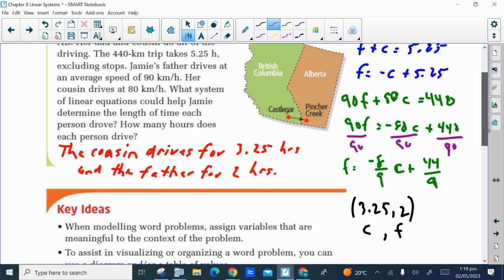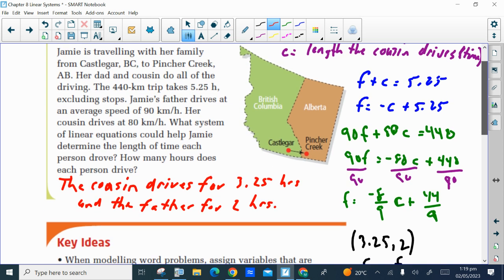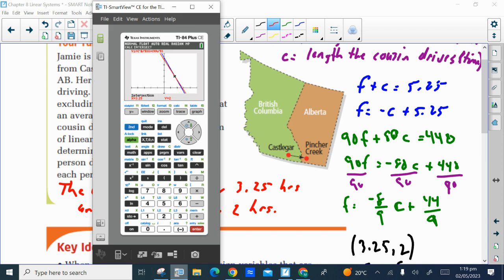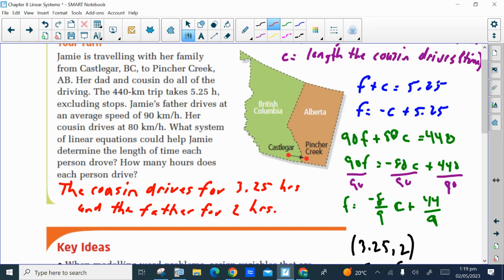That gives us our 5.25 total driving time, and that is right. The other thing you can do to check is 3.25, which is how long the cousin drives for, times 80 kilometers an hour, plus 2 hours is how long the father drives for, times 90 kilometers an hour. That should equal our 440 kilometer trip, and it does. So it checks.